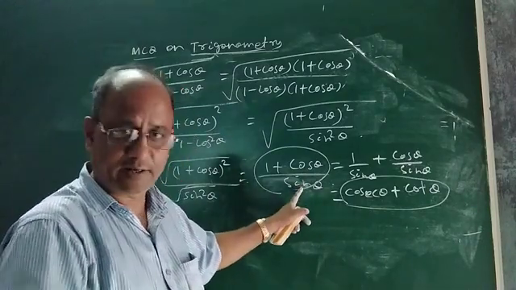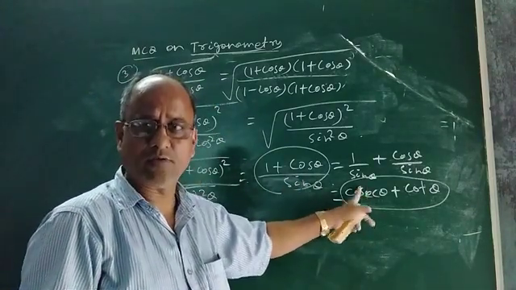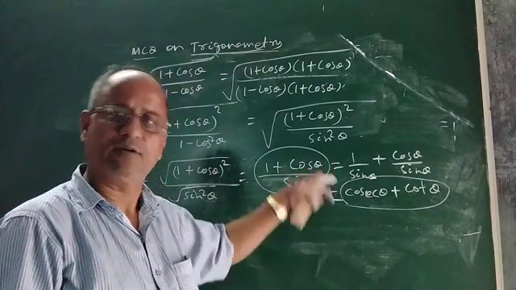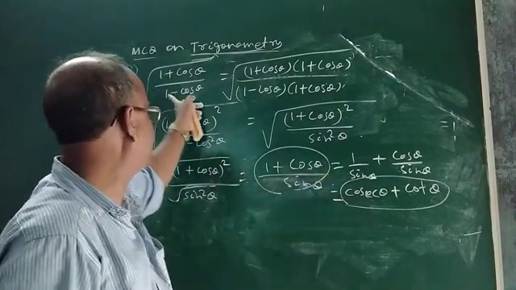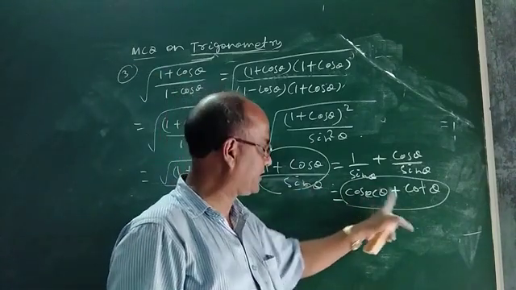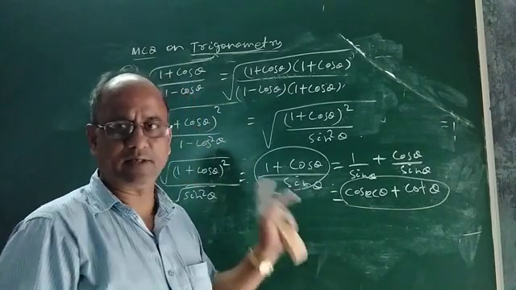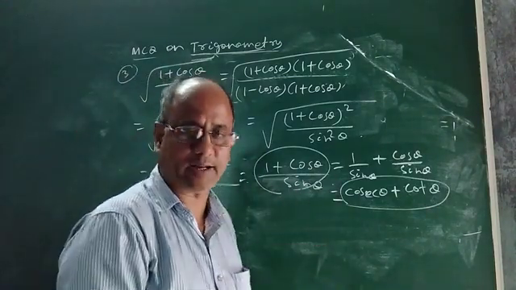You will tick either this option or this option. Whichever option is there in the question, you will tick that one. The value of this one, 1 plus cos theta by 1 minus cos theta will be equal to cosec theta plus cot theta, or it is equal to 1 plus cos theta by sin theta. So both the options are correct.